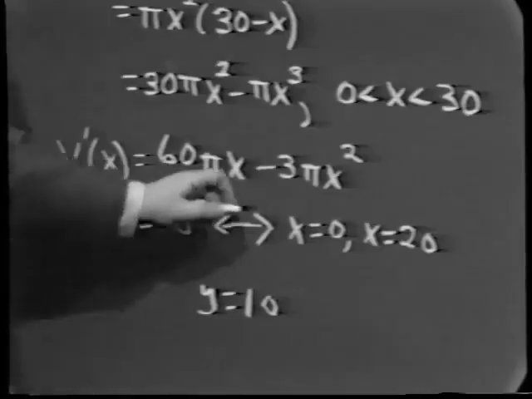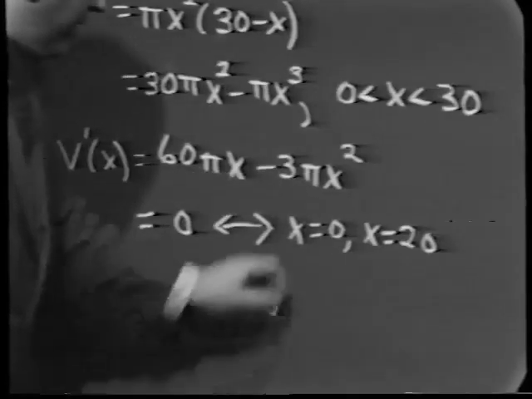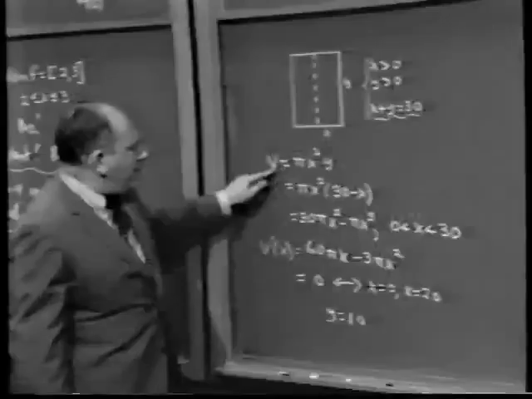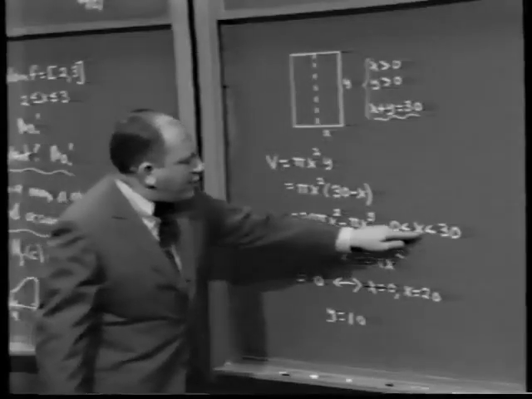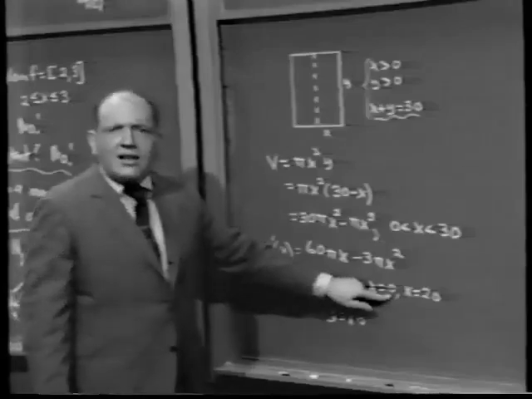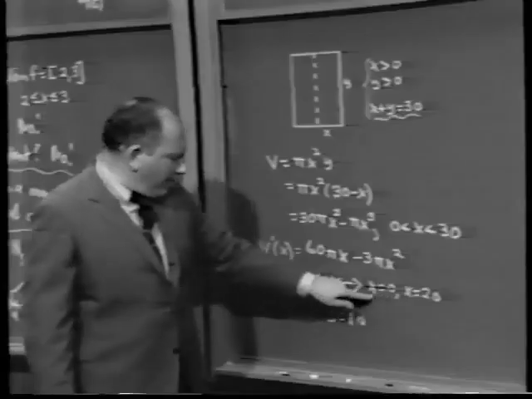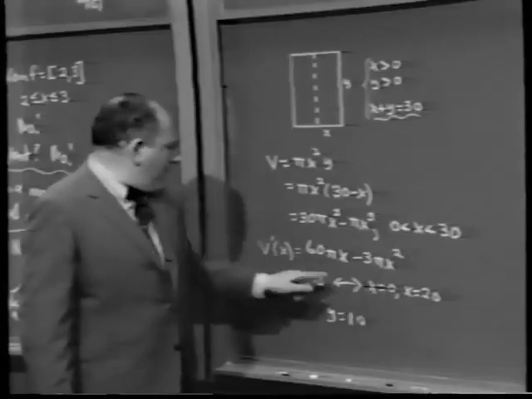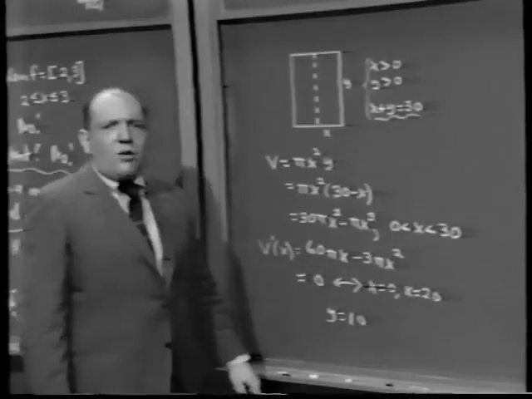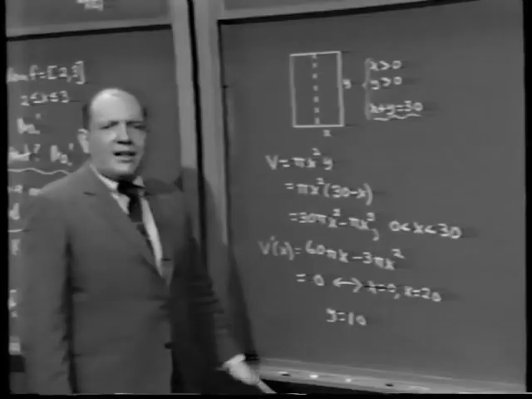I can immediately exclude x equals 0, because you see, notice that my function v had its domain of definition on the open interval from 0 to 30. X equals 0 is not in the open interval from 0 to 30. Consequently, we can rule this thing out. And what we discover is that x equals 20. So x equals 20 is the only possible candidate that we have.